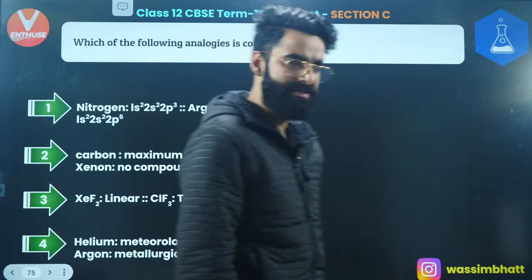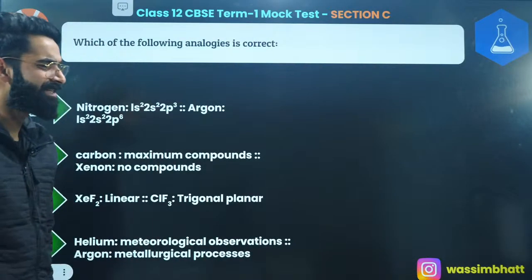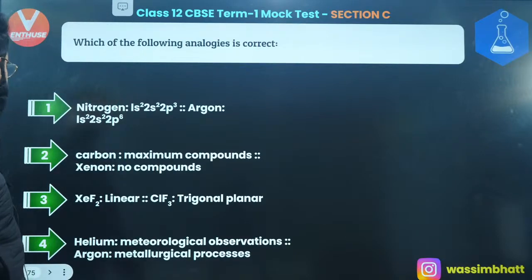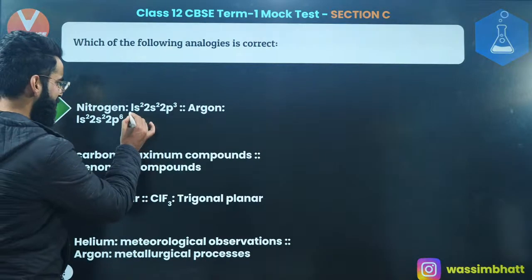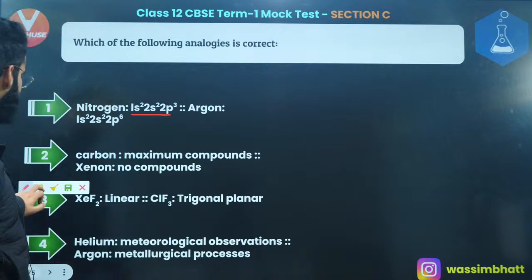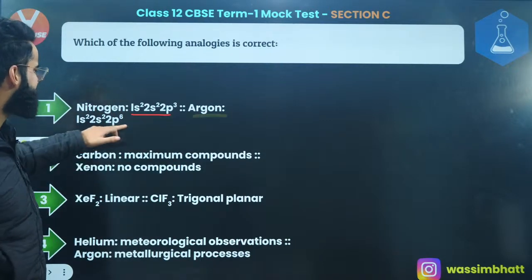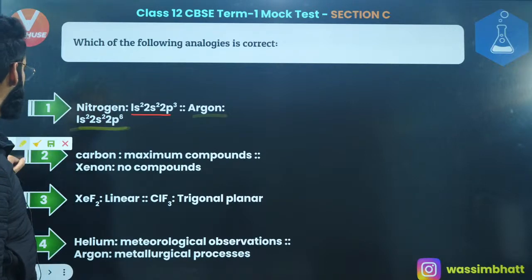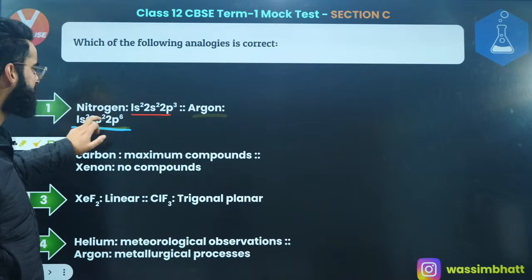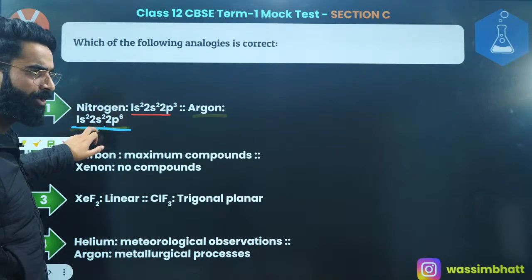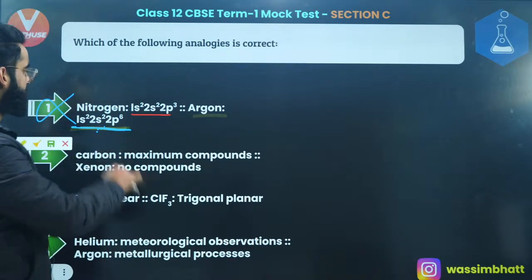Give it a try, let me know its answer. Again, a simple one. Which of the following analogies is correct? Is this the correct configuration of nitrogen? Yes, this is the correct configuration of nitrogen. Argon. Is this the correct electronic configuration of argon? What do you think? No. This configuration is for neon, right? This is for neon. So this is not the correct one.